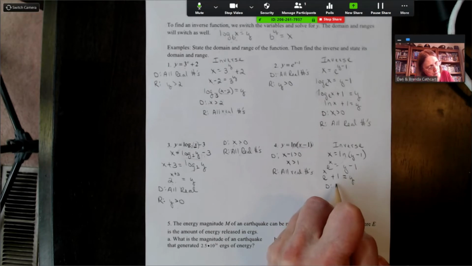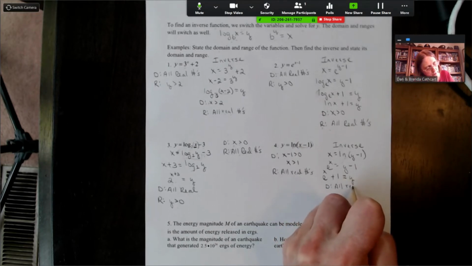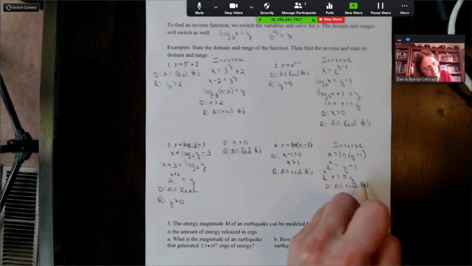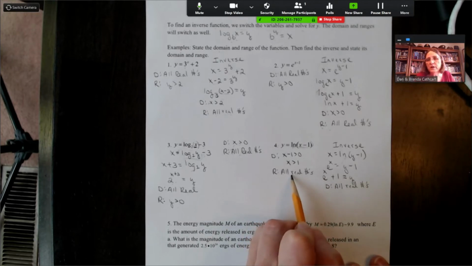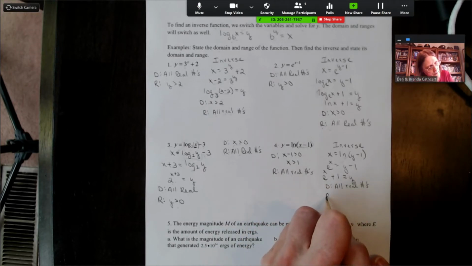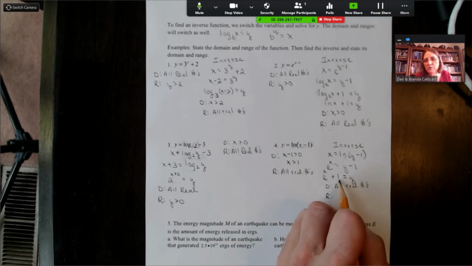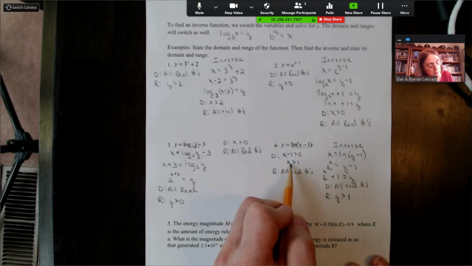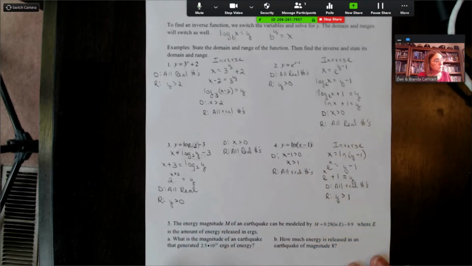Our domain, all real numbers, as it's exponential. It's also equivalent to the range of the log function. And range, our horizontal asymptote is y equals 1, so it's y greater than 1, corresponding to our domain of our log function of x greater than 1.